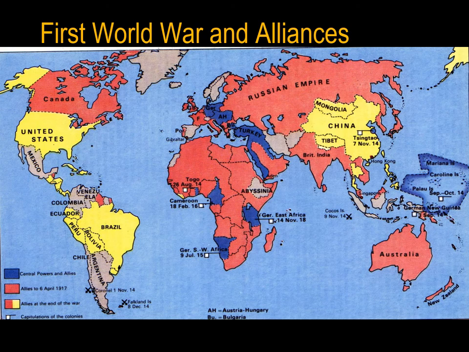So let's take a look at the First World War and the argument that it was the association of alliances that led the war to break out and then to escalate. And, you know, there's some argument for this, but it should be recognized that the First World War had many causes, and this is one of those causes.